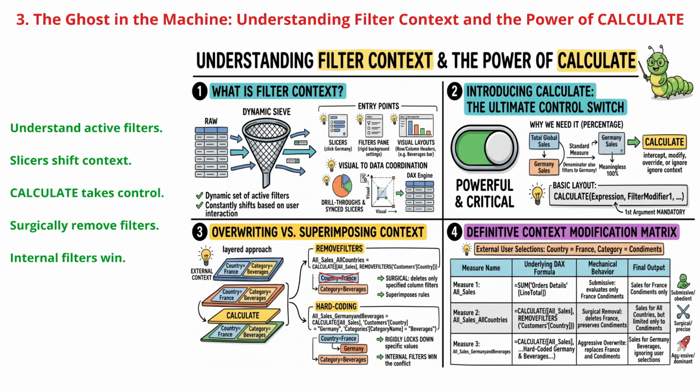To become a Power BI master, you need Calculate, the ultimate control switch. Calculate lets you act as a visual copilot, enabling you to intercept, modify, or completely ignore existing context. You can use it surgically to remove specific filters, or aggressively to hardcode dominant values, like Germany beverages, rigidly locking them down so they always win the conflict against external user selections.